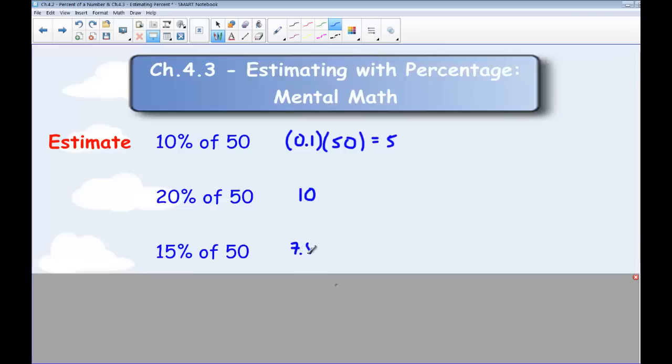So this is just one way of doing a little mental math to help us make these calculations in our head.